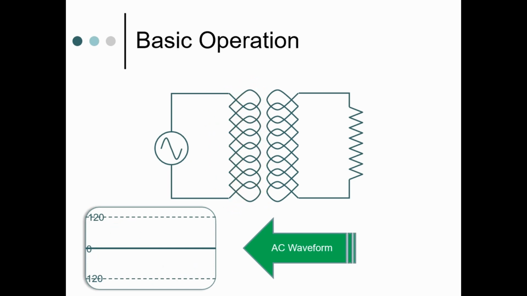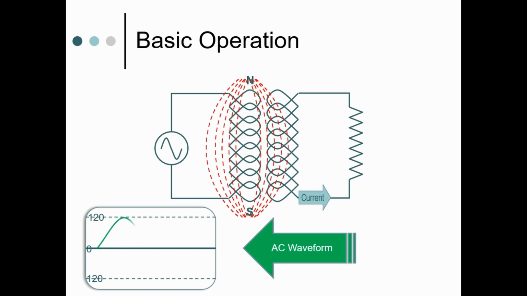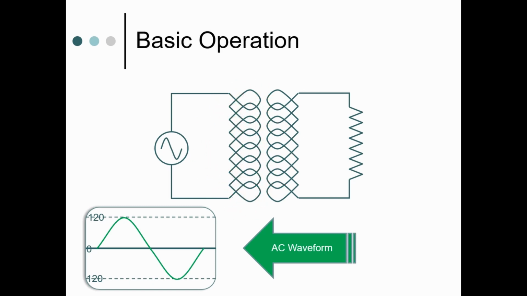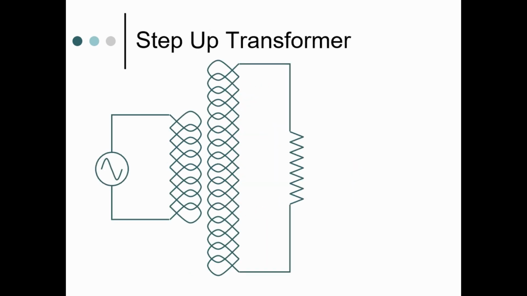Let's repeat this animation one more time just for clarity's sake. The main purpose of a step-up transformer is to change a low voltage to a higher voltage. The high voltage transformer in an X-ray machine transforms 120 volts of input power to 70 or more kilovolts applied to the X-ray tube. A step-up transformer has more coils in the secondary than in the primary.